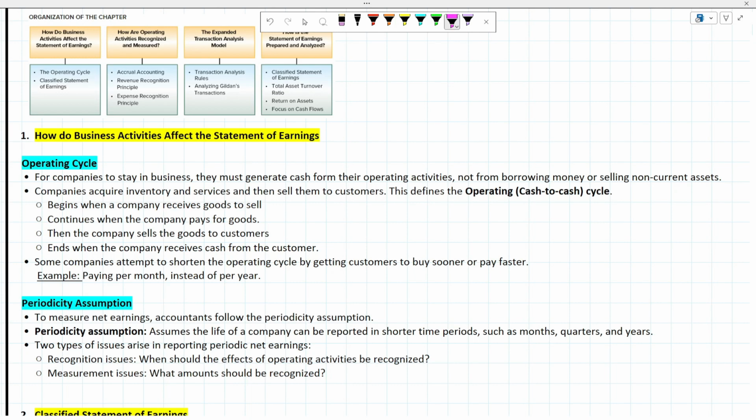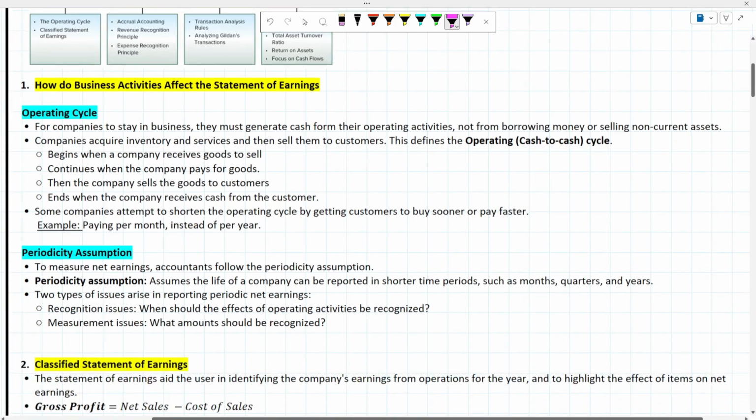It begins when a company receives goods to sell, then continues when the company pays for the goods, then the company sells the goods to the customer, and it ends when the company receives cash from that customer. Some companies attempt to shorten the operating cycle by getting customers to buy sooner or pay faster. An example of this is if the customer pays on a yearly basis; instead of a yearly basis, we could do a monthly basis and we'll receive cash sooner and faster.